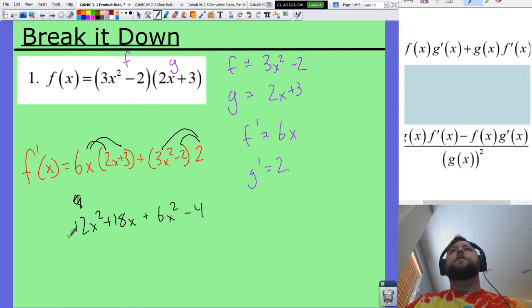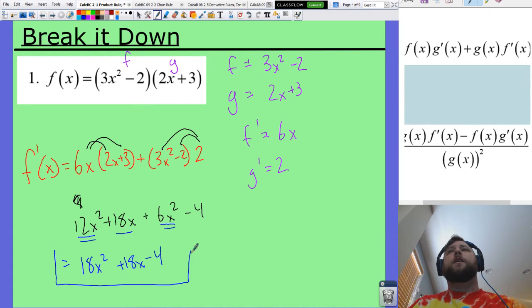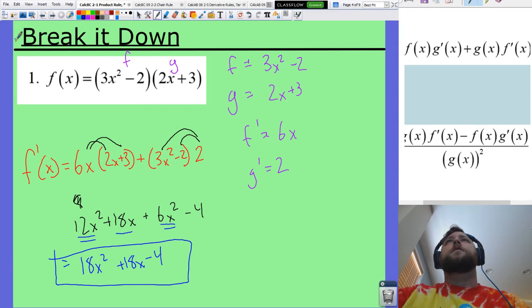Combining your like terms, you're going to get your final answer. You got your 12x squared and 6x squared, so 18x squared. And then plus 18x minus 4. So there is the correct answer. Let's try another one.